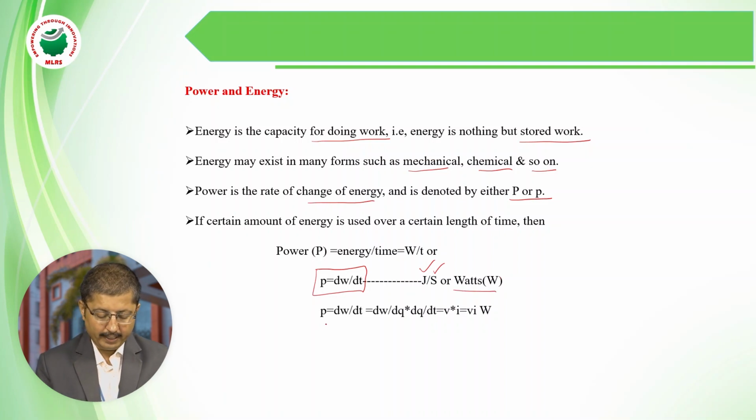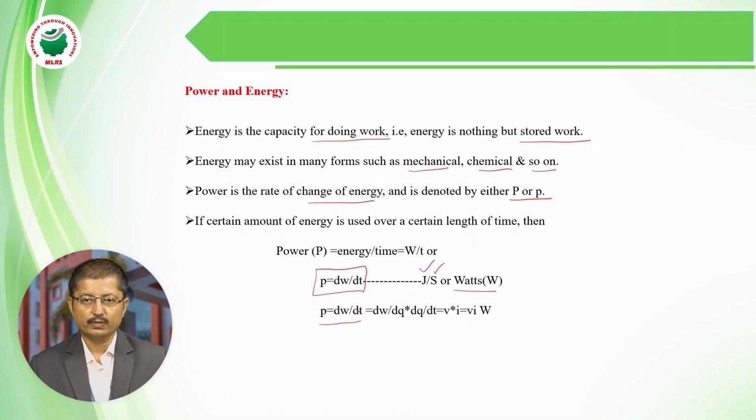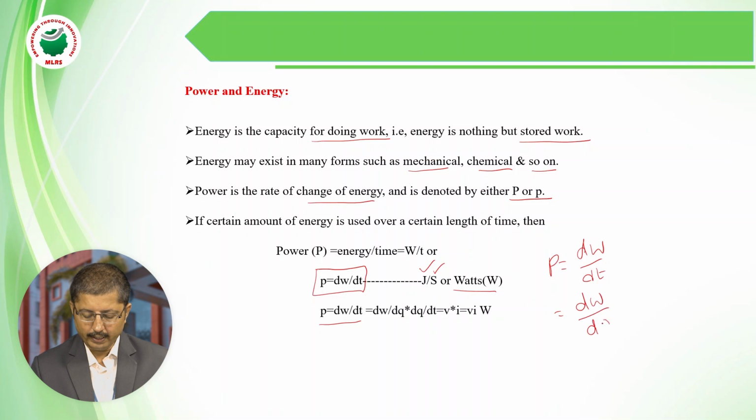So the power can be represented as P is equal to dW by dt. That is the rate of change of energy, and it is denoted by either capital P or small p. I can write this in two ways: dW divided by dq, multiplied by dq divided by dt.